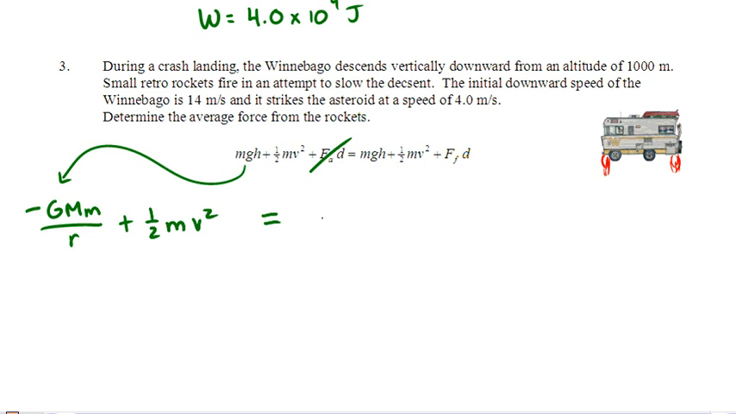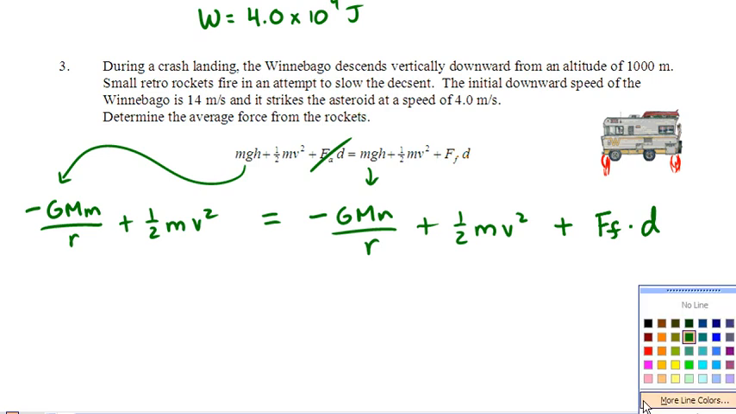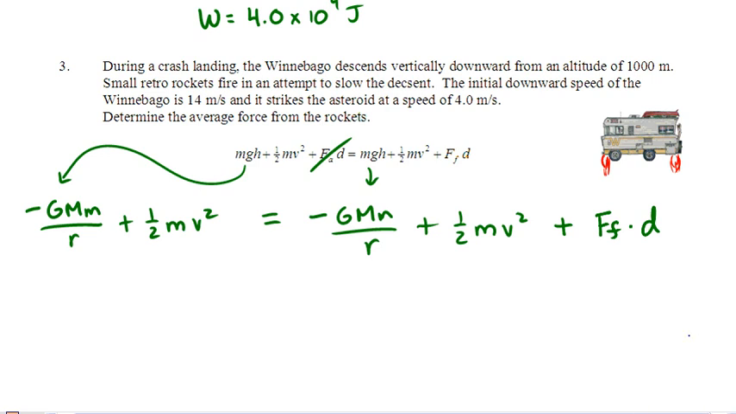But then on the other side of the equal sign, again, I'm going to switch this mgh out, and I'm going to go with negative GMm all over r. We are going to crash land with some speed, so there's some 1/2 mv squared there. And yeah, we've been using some rockets to try to stop this motion from happening, so there's going to be a force of friction times distance in this story. Now, I'm not even really all that worried about the answer, which I think, by the way, is like 580 newtons. I'd rather spend a moment or two to focus on what numbers go where.